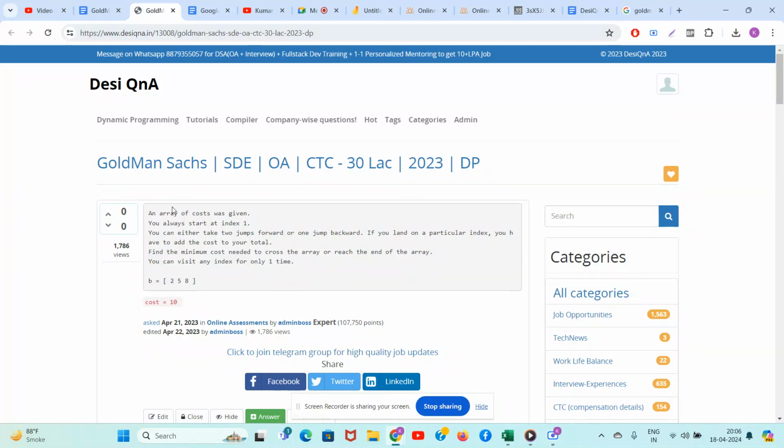Jokes apart, an array of costs is given. You always have to start at index 1. You can either make 2 jumps forward or 1 jump backward. If you land on a particular index, you have to add the cost to your total. Find the minimum cost needed to cross the array or reach the end of the array. You can visit any index for only one time.